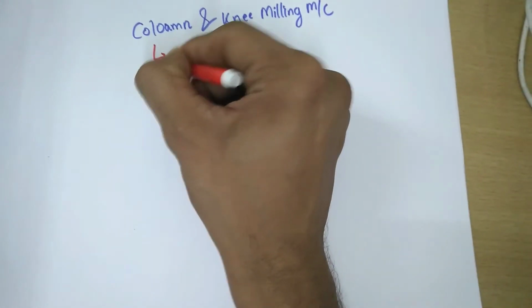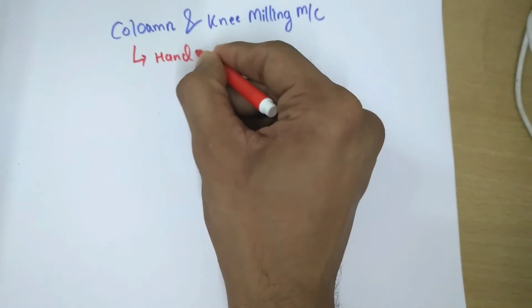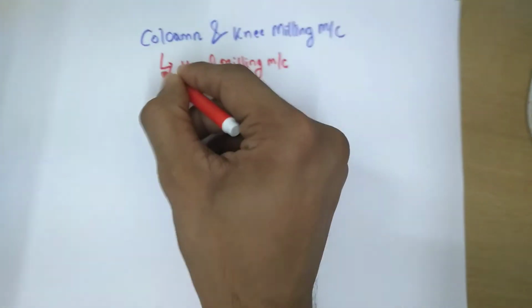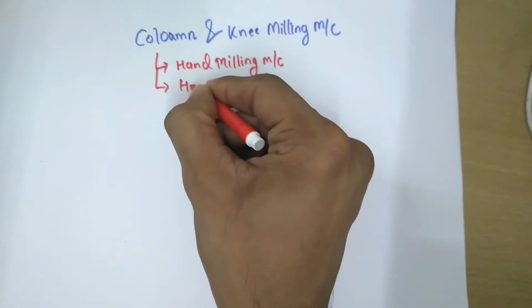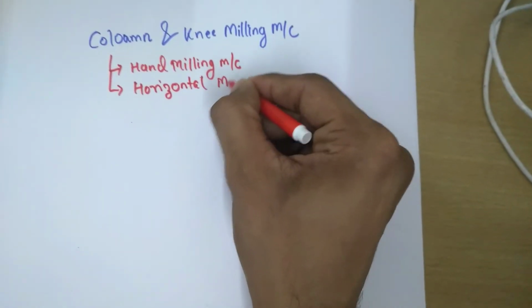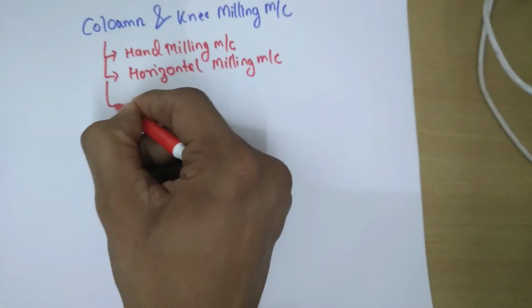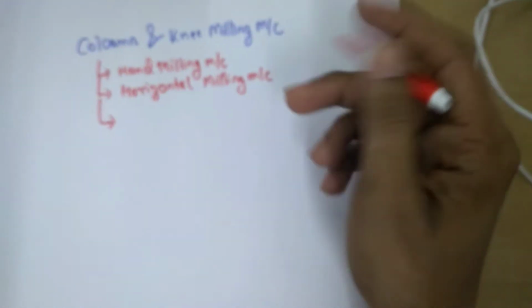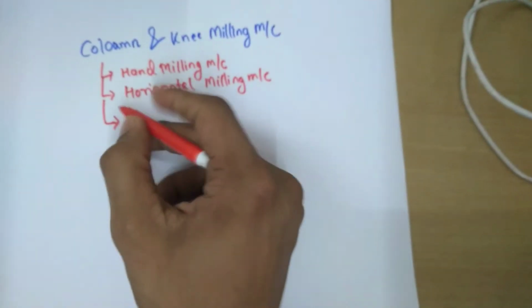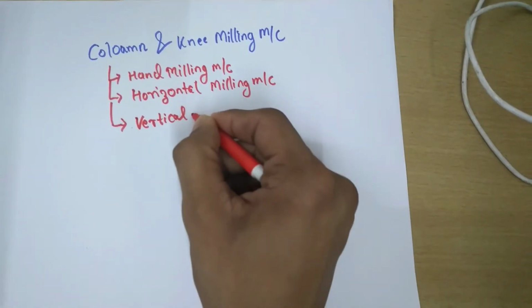The first one is a very simple one, which is the hand milling machine. The second one is the horizontal milling machine. In a horizontal milling machine, we have the spindle which is parallel to the shop floor or to the table. The third one is the vertical milling machine.